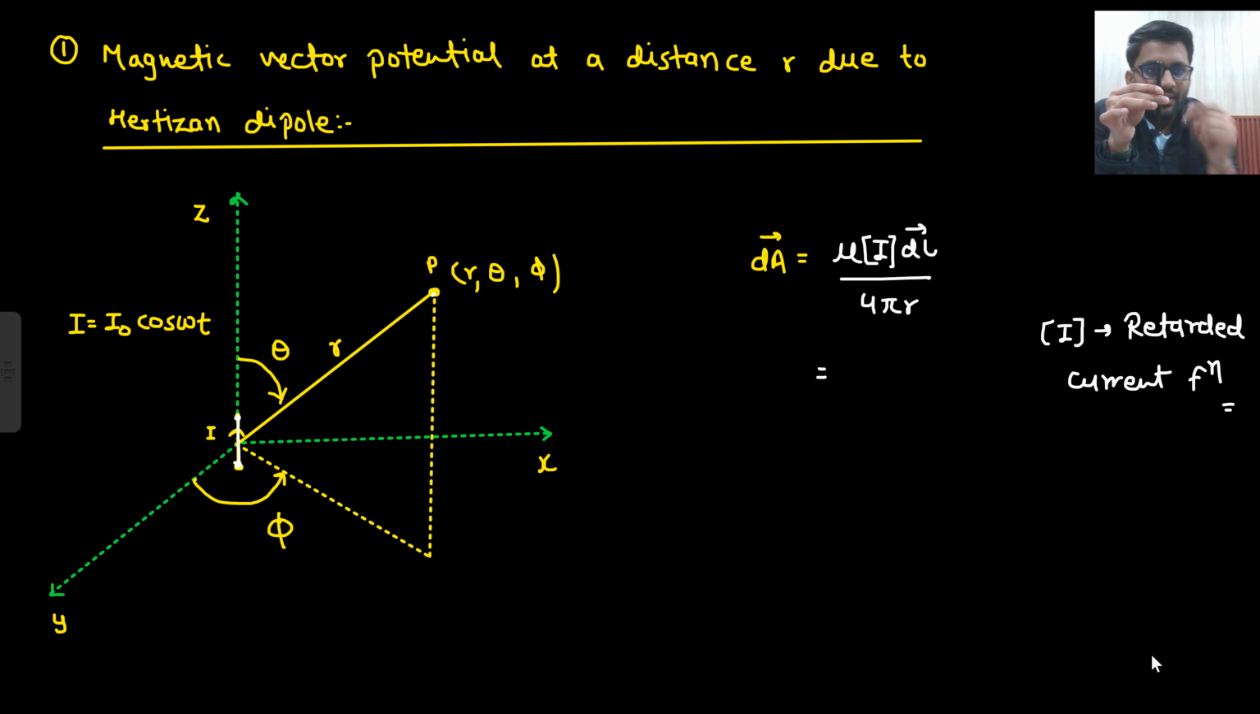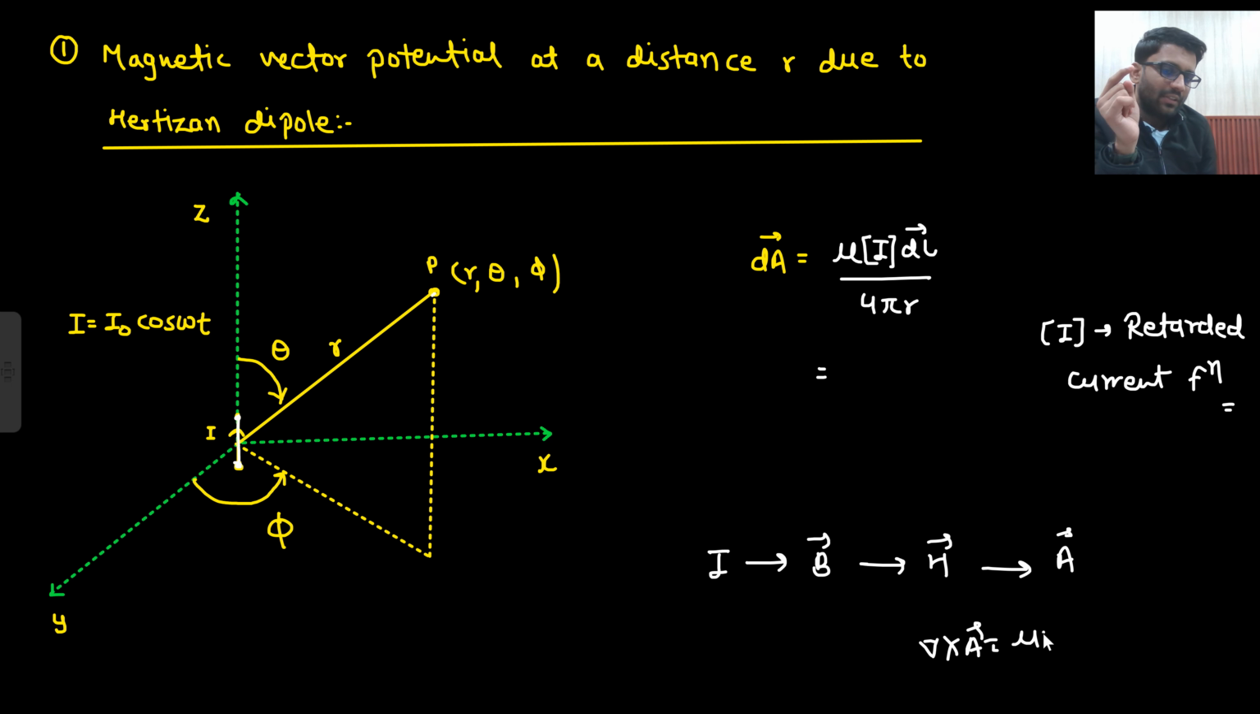Now what is this retarded current function? This is your wire, and at some point P you are finding the magnetic vector potential because of this wire. Why is this magnetic vector potential coming into action? Because of the current. Because of the current there is a magnetic field. If there is a magnetic field, that means there is H, and if there is H, that means there is A, because del cross A equals mu H. So if H is non-zero, then A is also non-zero. Basically, if there is current, then there is B; if there is B, there is H; and if there is H, there is A.